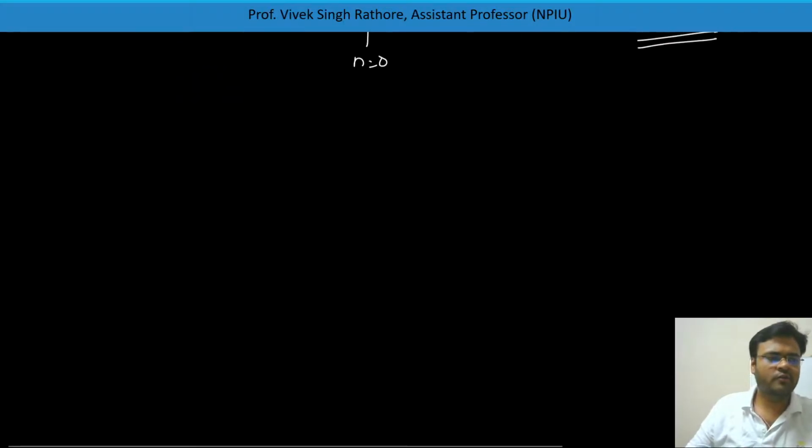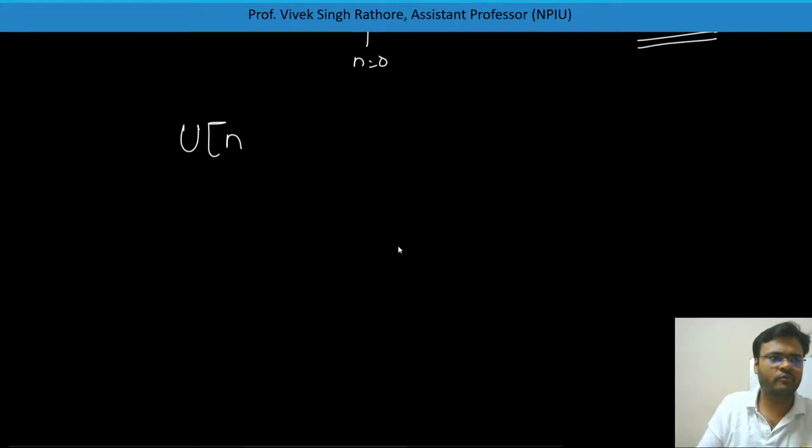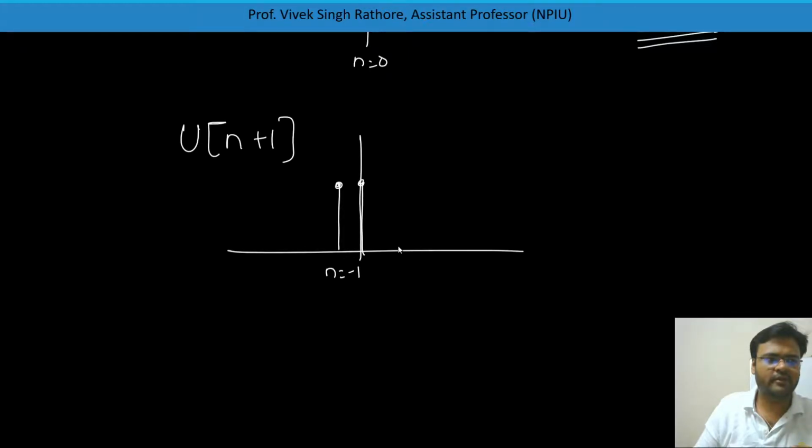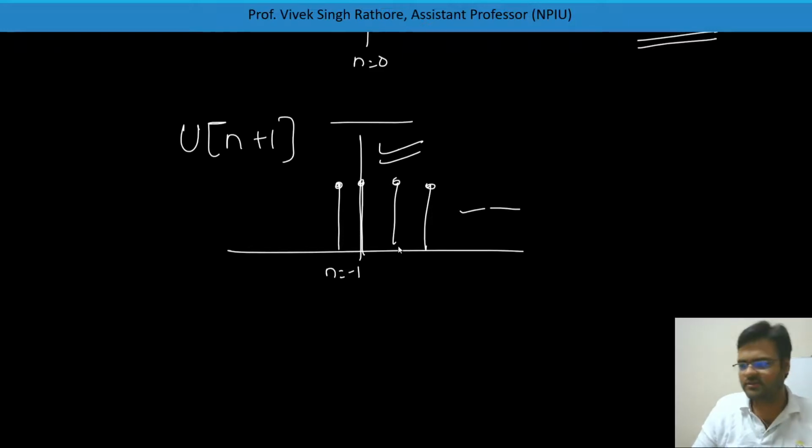For u of n, if we apply the time shifting property, like u of n plus 1, then we need to shift it. So for n equal to -1 the value will also come, and then it goes on like this. So u of n plus 1 can be written like this, and u of n minus 1 can also be written as just shifted.